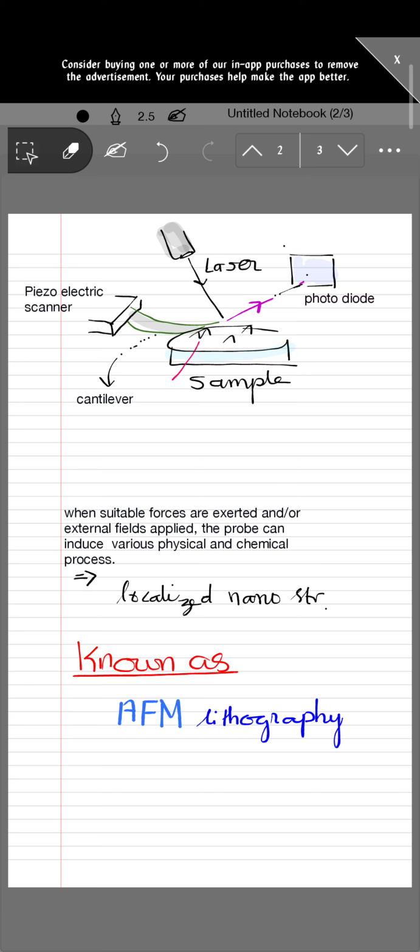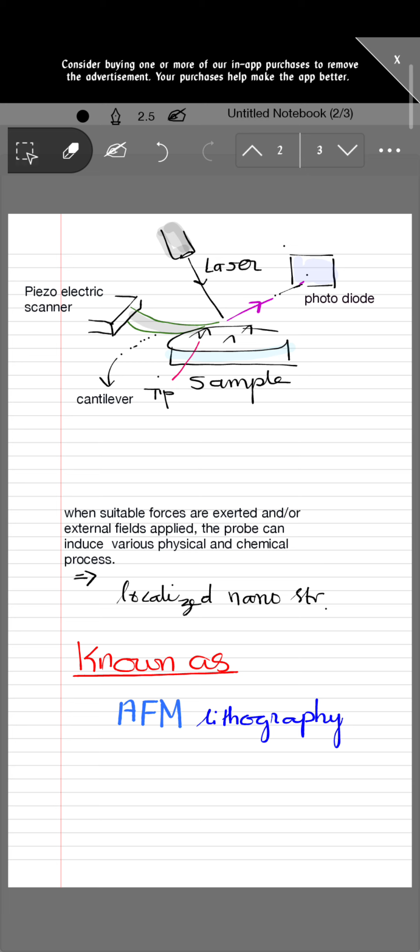This is the sample, and there is a piezoelectric scanner to which the tip, the cantilever tip, is attached. As it scans through the surface, it undergoes vibration based upon the topology, and those vibrations are fed to a photodiode by means of a deflection from the cantilever top surface.